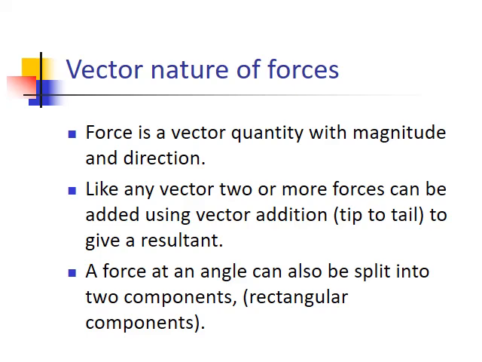So we'll already know that force is a vector, so it has magnitude and direction. If we have vector quantities, we can add them up to find the resultant. Those could be at 90 degrees, tip to tail, or they could be at different angles to find our resultant. We also know that if we've got a force at an angle, we can split it into its two components, the horizontal and the vertical force, just like we can do the same for a velocity at an angle in a projectile.